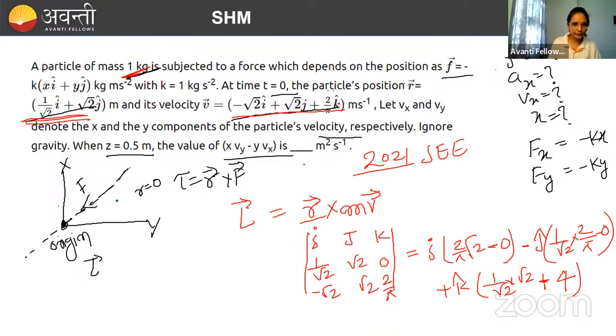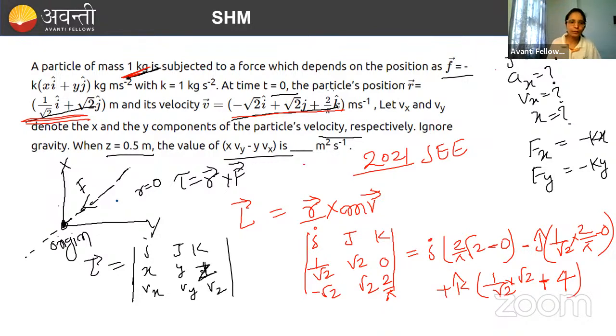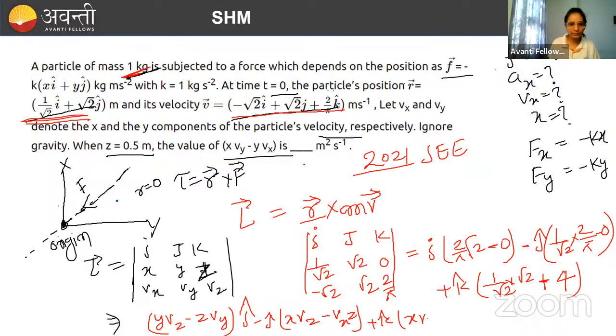At any time t, angular momentum can be written as what? R value can be taken as x, y, z, and velocity can be written as vx, vy, vz. Then we can calculate the momentum again. For I cap, it will become y vz minus z vy, okay? Minus J cap likhoge aap, and it will be x vz minus vx z. Then plus K cap karoge aap, and this value will be x vy minus y vx. Theek hai? So these are the values you are going to get.